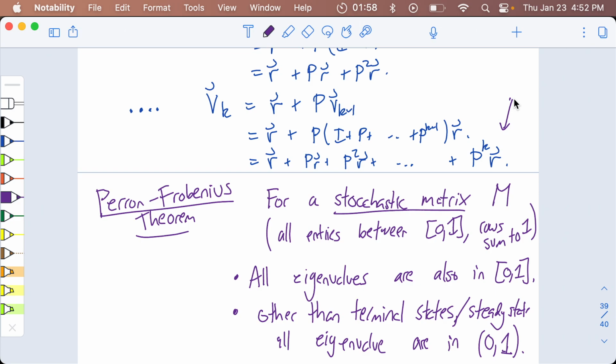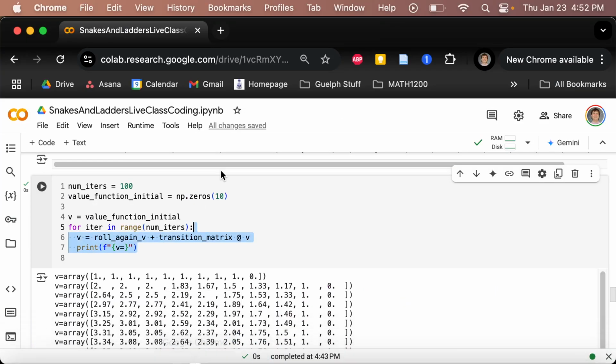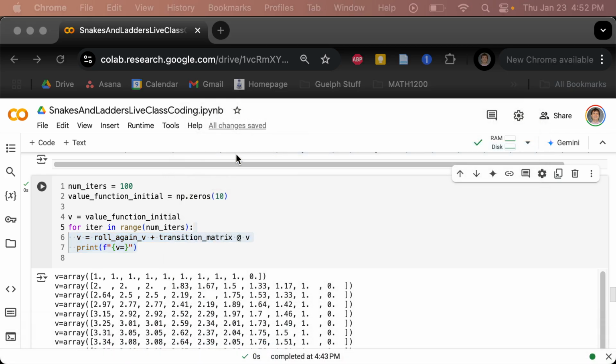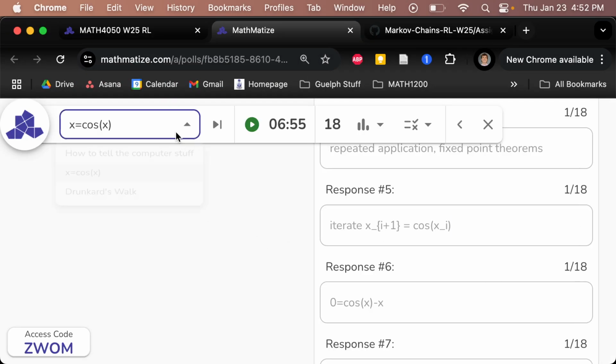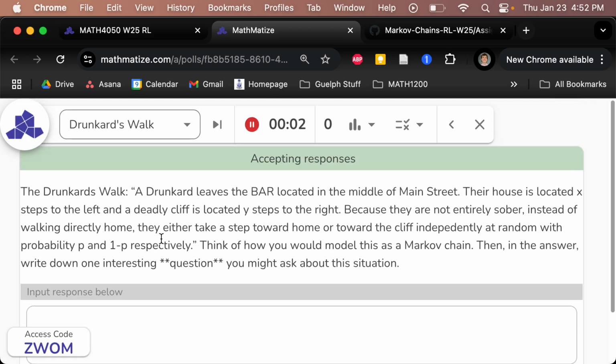Okay, let's do another example. The example I want to do is a really famous problem in probability, or in this area. Let's see if I can get it open in Mathematica. Yeah, here it is. The problem I'm going to do is called the Drunkard's Walk, and it's a fun problem that goes like this.